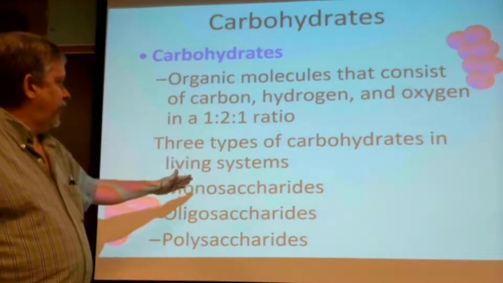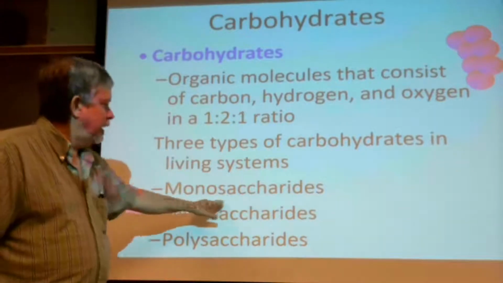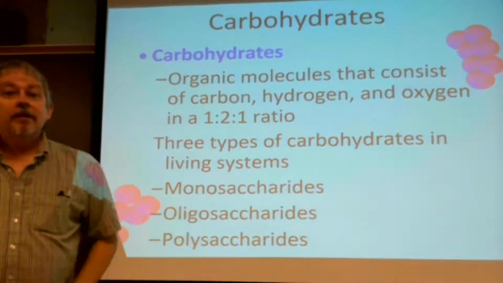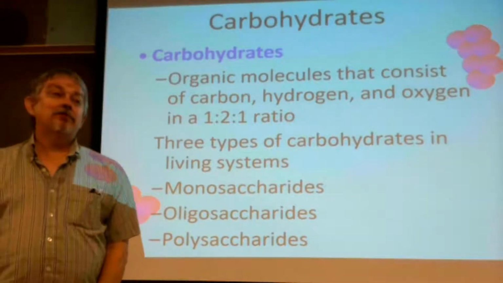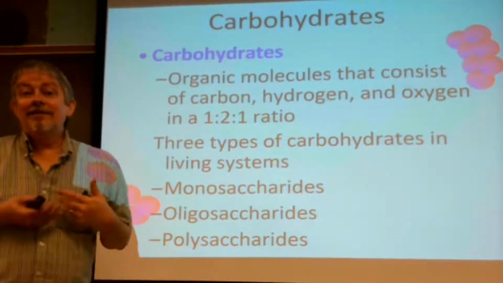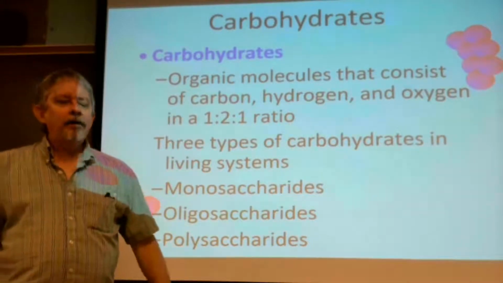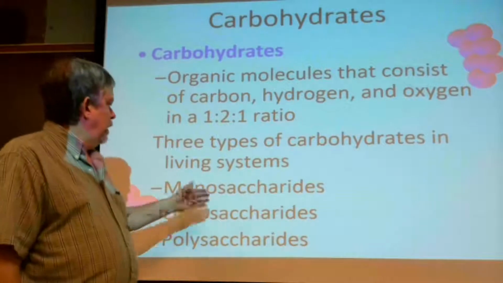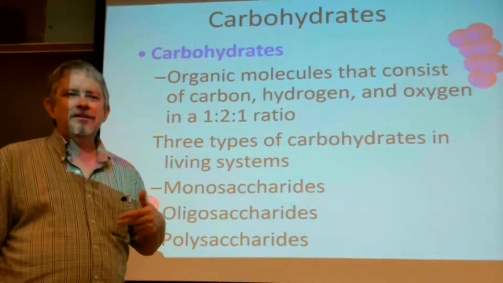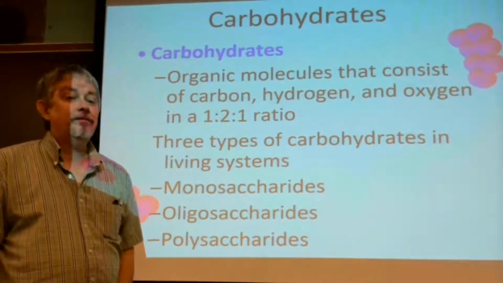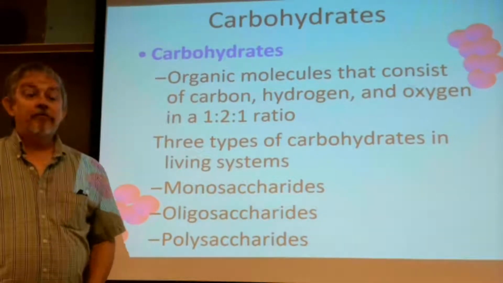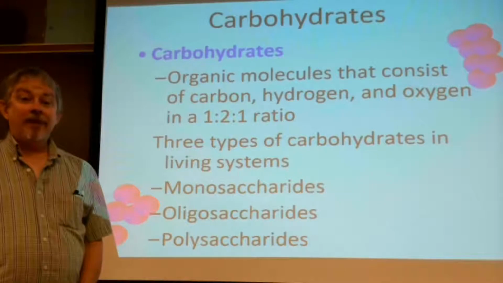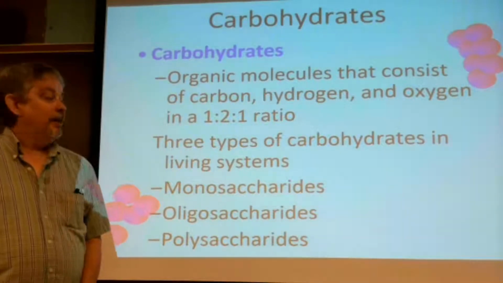There are 3 types of carbohydrates in living systems. Monosaccharide. That word saccharide, focus on that part. Saccharide is Latin for sugar. So it is sweet. So a monosaccharide is a single sugar molecule. Most plentiful is glucose, made by plants in photosynthesis. Fructose is made by plants for fruits.